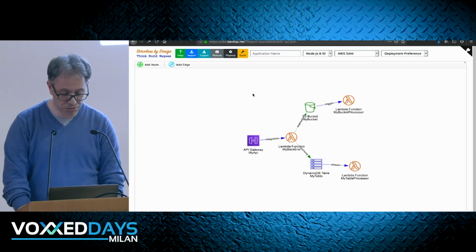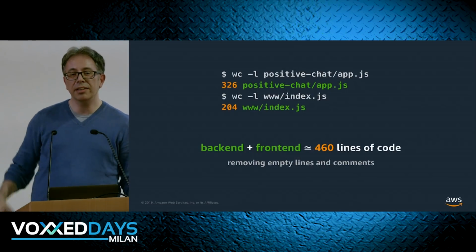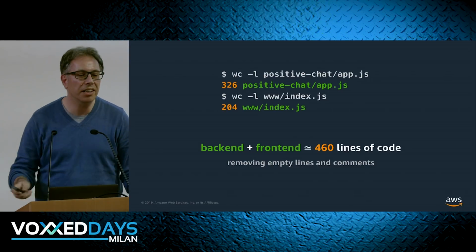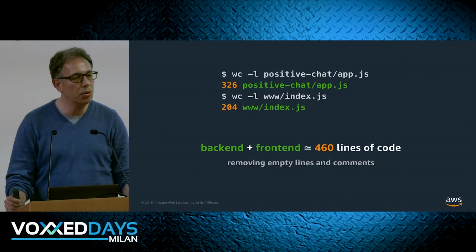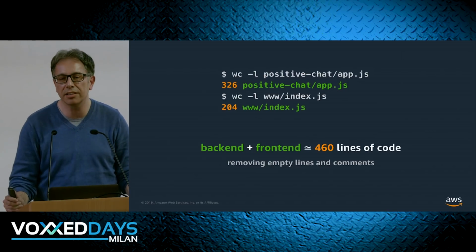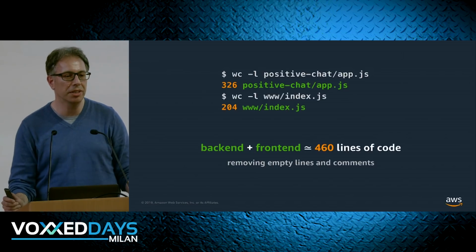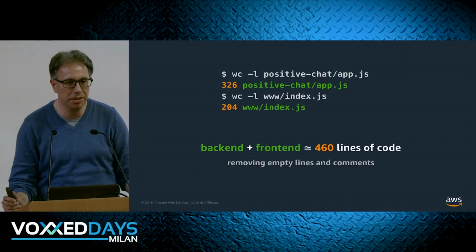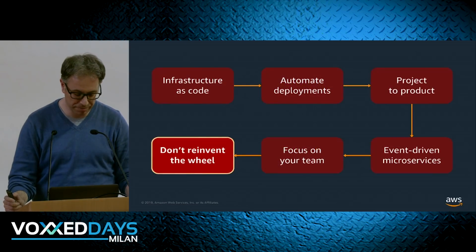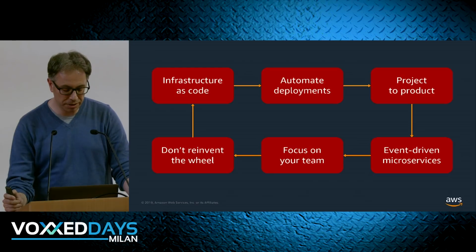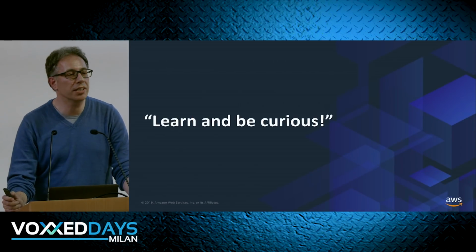So why was I showing this demo? Because the whole application, front-end and back-end, is 460 lines of code. And it runs serverless, so it's automatically replicated, code and data, across 3 data centers, and you don't have to do anything. It scales automatically from 1 chat per second to thousands of requests if you want. So this is an example of how you can build something interesting. So don't reinvent the wheel, and learn and be curious. I think that's the best approach as a developer.